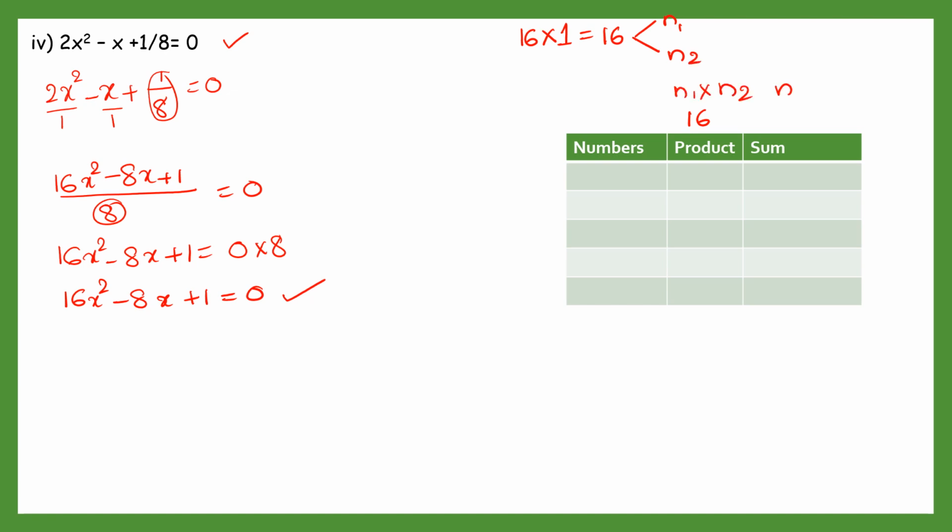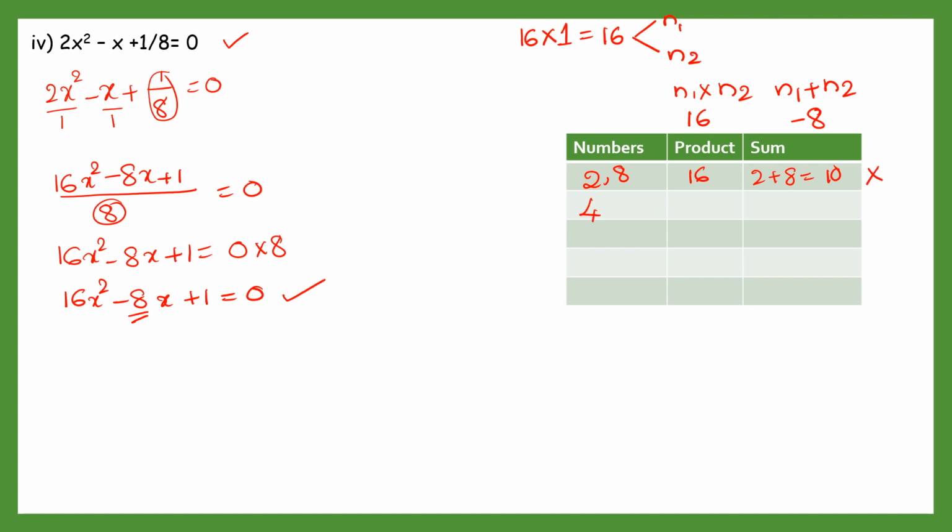And the sum of the numbers n1 and n2 should be what? Here the coefficient of x is minus 8. So n1 plus n2 should be minus 8. Let's split 16. 16 can be split as what? 2 into 8, 2 comma 8. If you take 2 and 8, 2 8s are 16. So product is 16. Sum 2 plus 8 is what? 10. But you need what? Minus 8. So this will not satisfy.